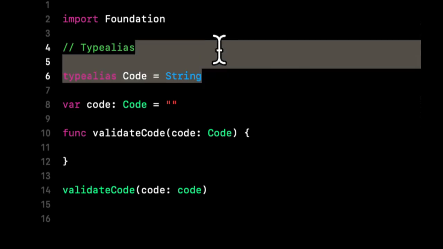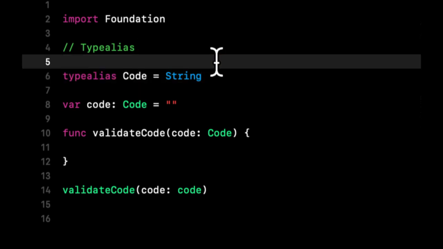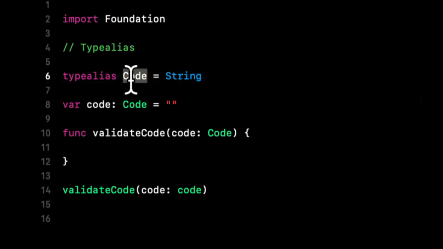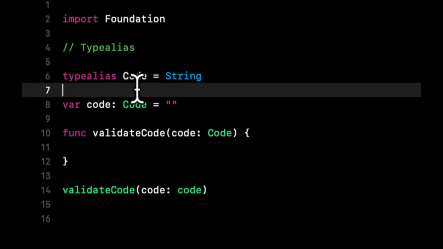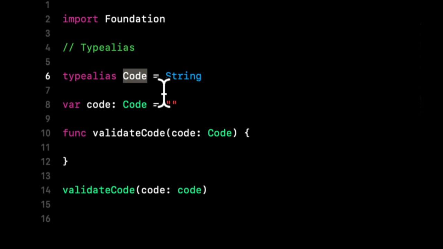Now what the heck is the usefulness and point of this? Because it seems like you're just renaming the string to code. And before we get into that, I want you to understand that this string still exists. You can still use it. You've just created another usage of it. So the reason this exists is for more complex types that might be a little more confusing to follow.